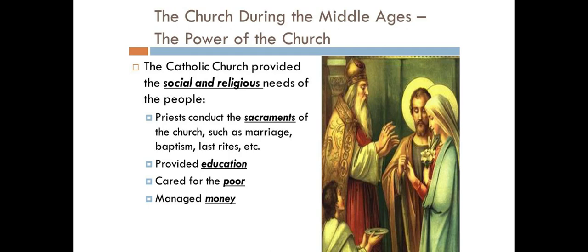So I think the issue is that without the Catholic Church, people thought that they would go to hell. So they needed really to listen to them, but also provide the church with a lot of money. So this is how the church became so powerful. The church also provided people with education. They established the first universities. They cared for the poor, so they set up the first hospitals. And they also managed money. They were pretty good with money, as we will see in future units.